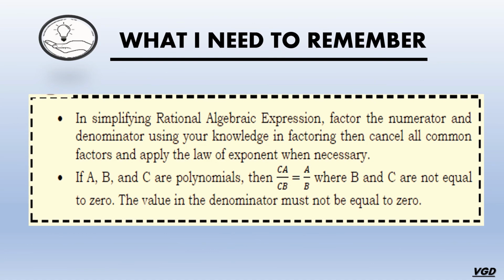What you need to remember in this lesson is, in simplifying rational algebraic expressions, factor the numerator and denominator using your knowledge in factoring, then cancel all common factors and apply the law of exponents when necessary. Second, if a, b, and c are polynomials, then ca over cb is equal to a over b, where b and c are not equal to 0. The value in the denominator must not be equal to 0.